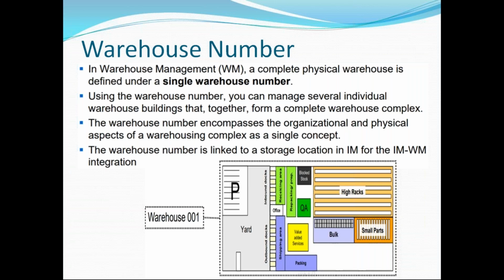So in the outbound scenario, material will be picked from the storage type. That means material will be picked from the bin of the storage type, that is high rack. And once the picking is done, it should be moved on for packing. Once the packing is done, in some business scenarios there can be some value added services. What do you mean by value added services? Value added services can be like repacking of the material, etc.